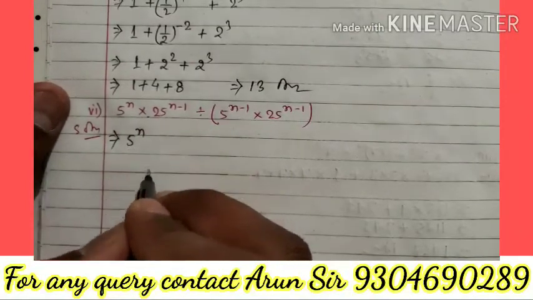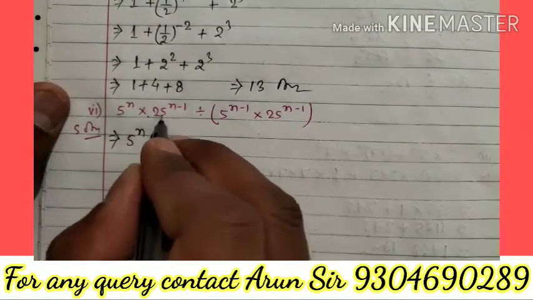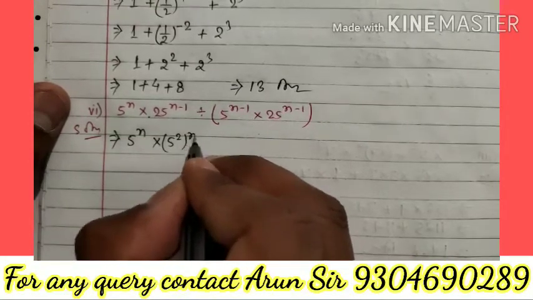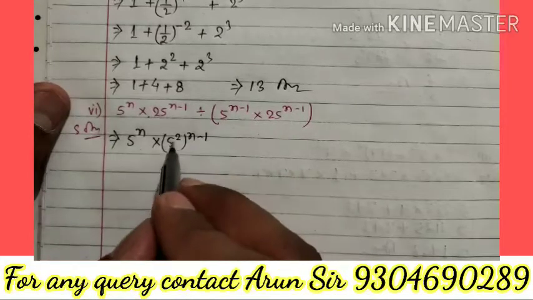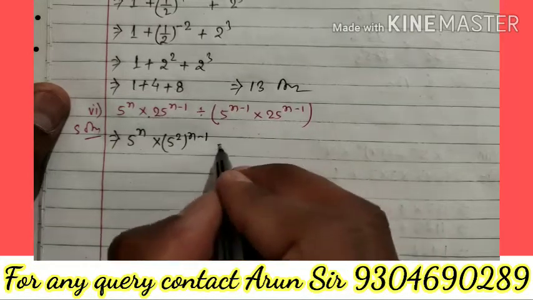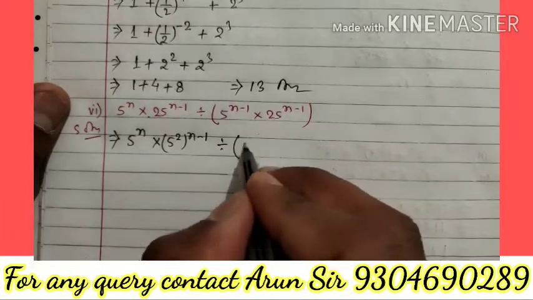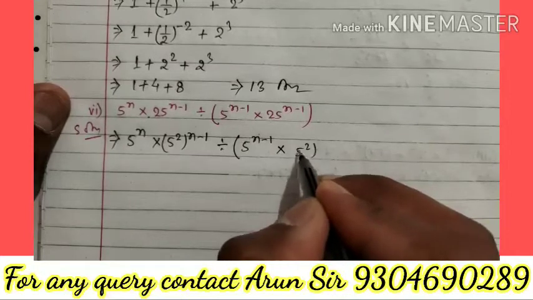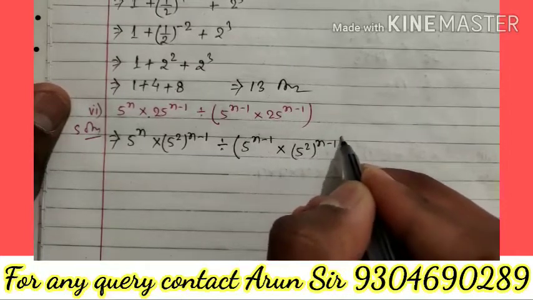5 to the power n will remain as it is, into, for this 25 we can write 5 to the power 2 whole to the power n minus 1. We can write this as 5 to the power 2, 5 fives are 25, and to the power n minus 1, divided by, the same we will do here also, 5 to the power n minus 1 into 5 to the power 2 whole to the power n minus 1.